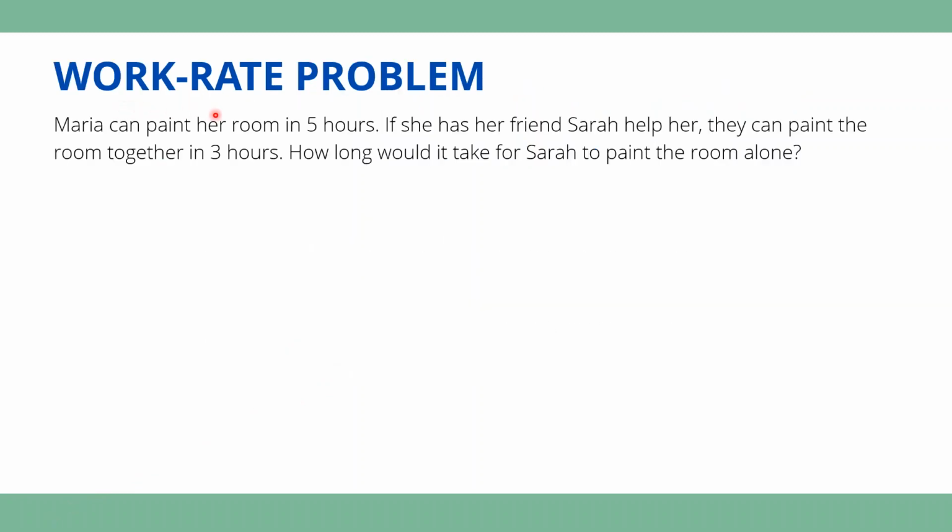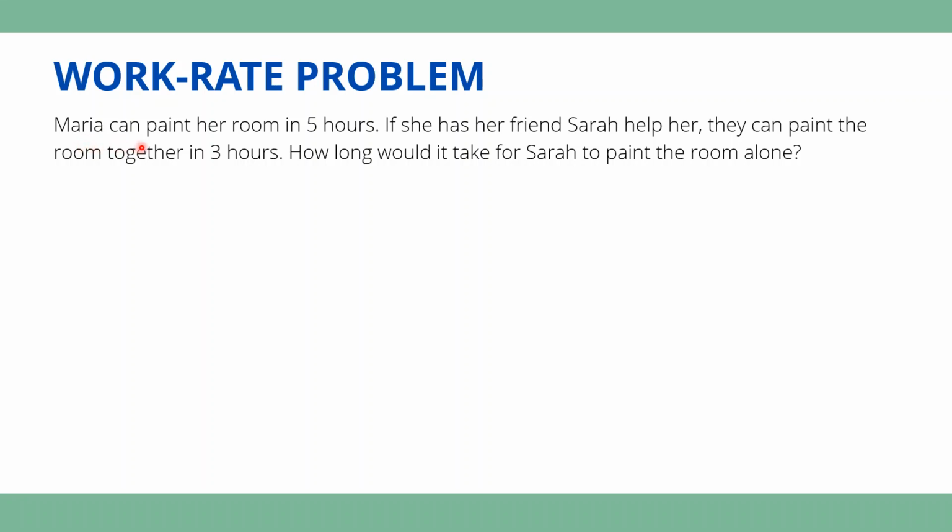In this video, we are going to discuss a work rate problem. So in physics, work is equal to rate times time. Again, in physics, work is equal to rate times time. So yan po ay gagamitin natin when we work out our different word problems. So let's have our first word problem.